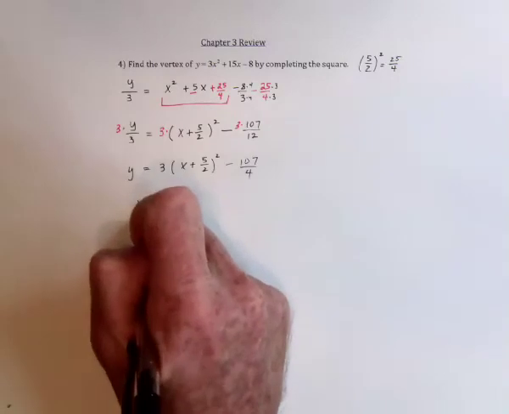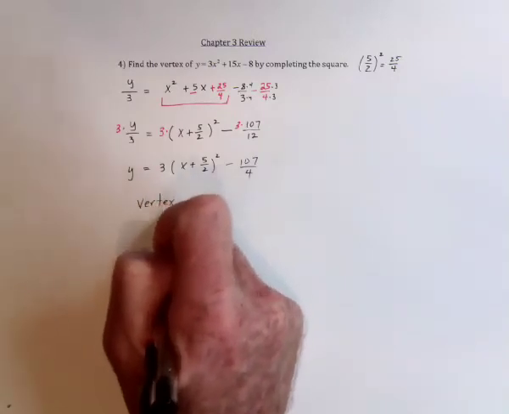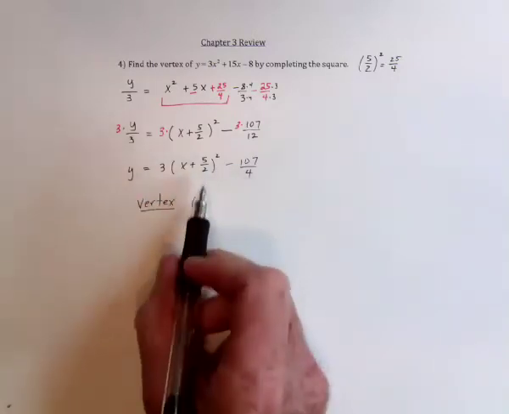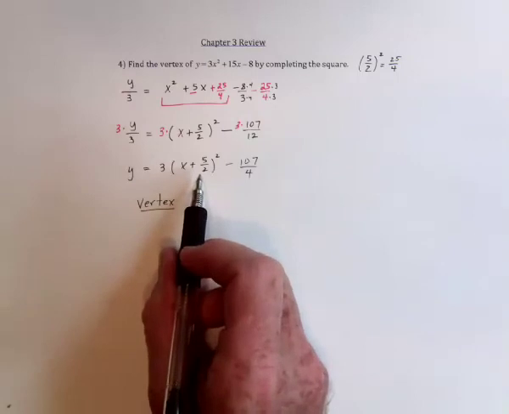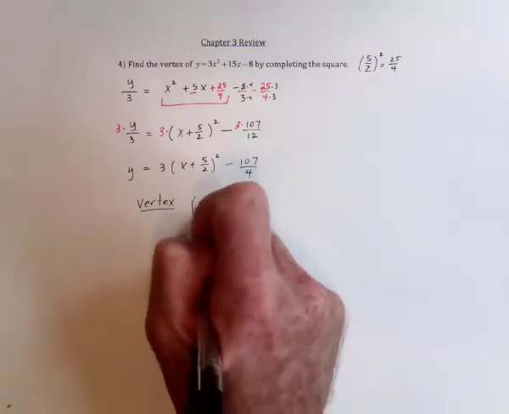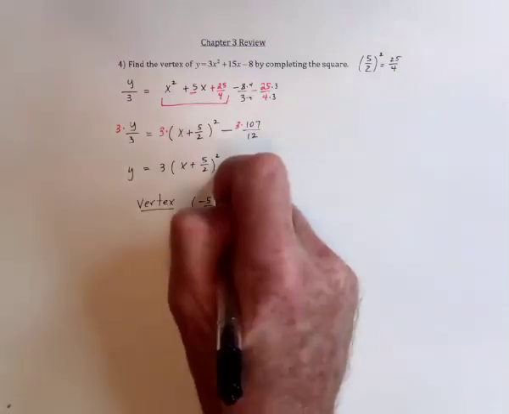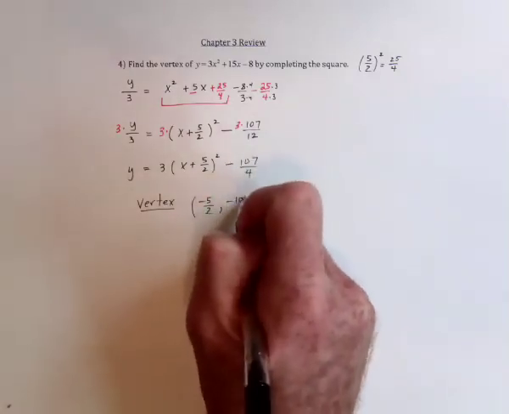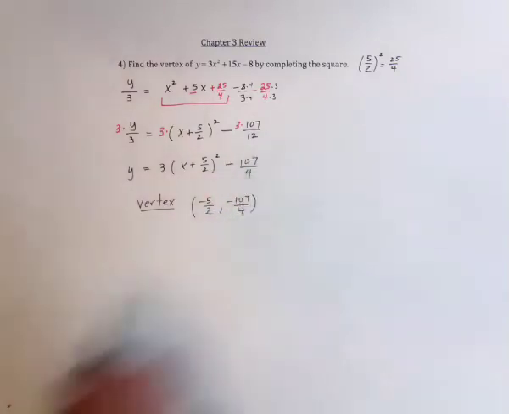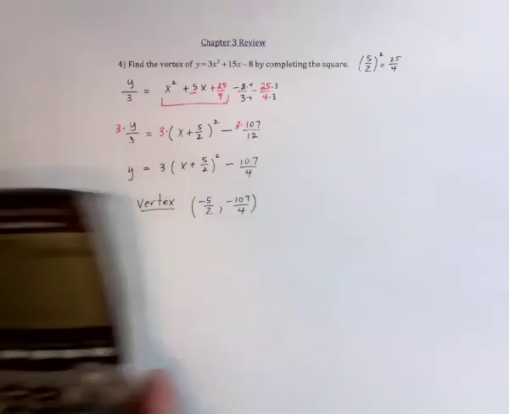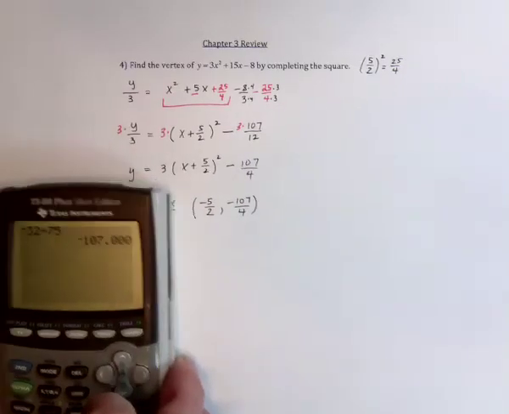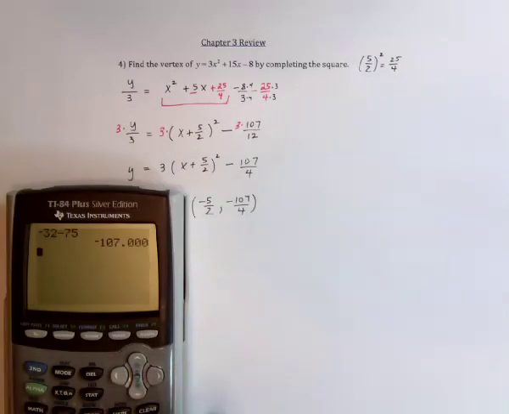And then for the vertex, the x value is going to be the opposite of what's in parentheses, so negative 5/2. And the y value is going to be this one over here, the negative 107/4. And then I'm very curious to verify, see if I got that correct.